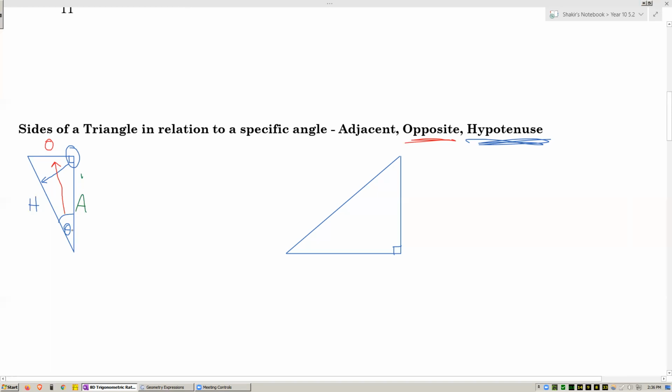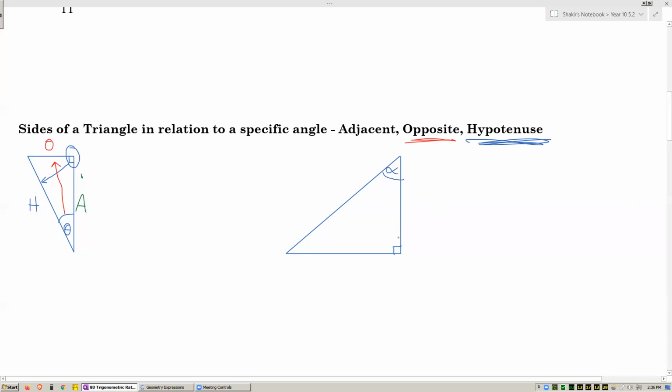Adjacent means right next to. So you have hypotenuse, adjacent, and opposite. I'll repeat the exercise on the right-hand side. So let's say we are talking about this angle, and I'm going to label that as such. And then I repeat what I did before.